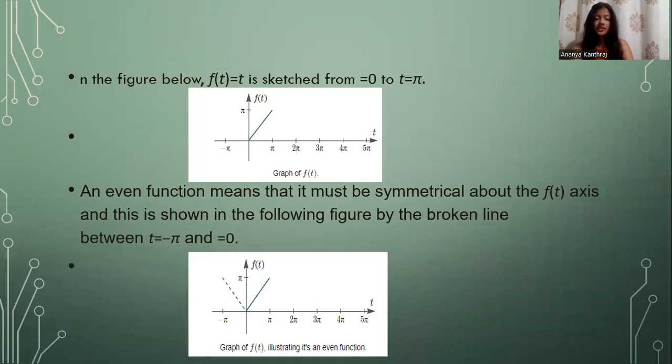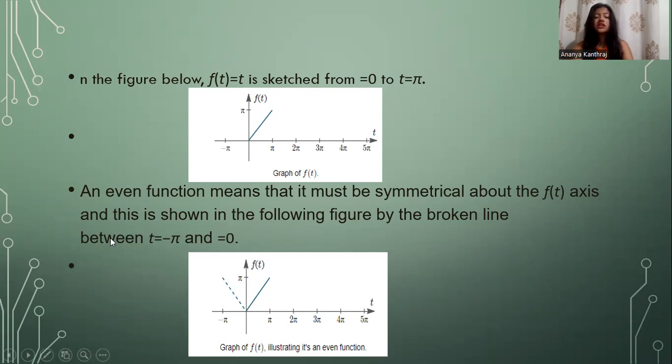Now let us look into the graphical representation of the half-range even series. As shown in the figure below, it's the graph of f(t), which is nothing but the function f(t) equals t. It is sketched from 0 to t equals pi, that is, the integration ranges from 0 to pi. The graph is shown here in the pictorial representation.